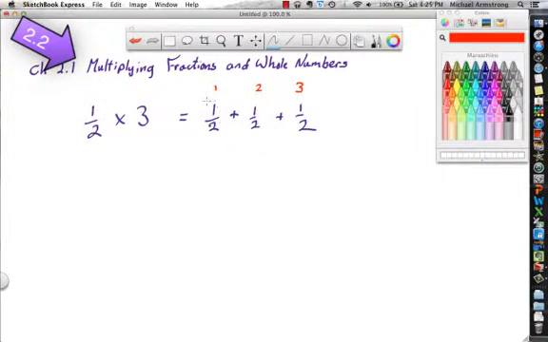1/2 times 3 is 1/2 3 times. And that ends up being 3/2, which is the same thing as 1 and 1/2. Okay, it's a mixed number, 3/2.